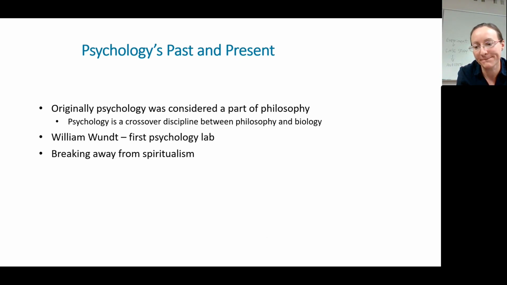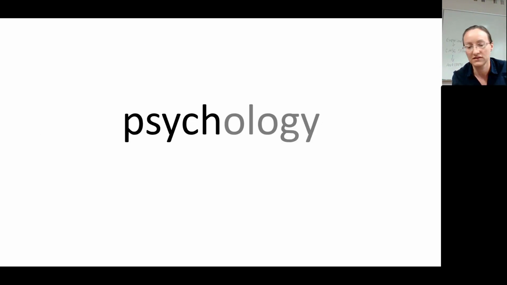So I'm going to shift into talking about psychology's history as a discipline. Psychology is a crossover discipline between philosophy and biology. And we may ask, philosophy of what? In the word psychology, you can see two morphemes. A morpheme is the smallest unit of meaning. So psych and ology. What does ology mean? What does that morpheme mean?